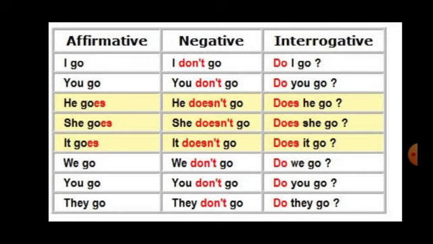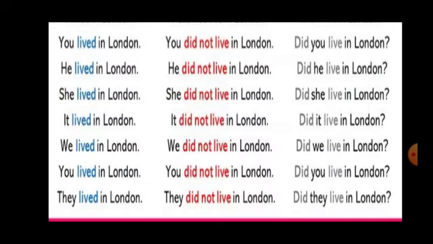She goes. She does not go. Does she go? It goes. It does not go. Does it go? We go. We do not go. Do we go? You go. You do not go. Do you go? They go. They do not go. Do they go? So children, you have marked here that when we are using do, does to form negative and interrogative sentences, we have put the base form of the verb, that is, goes will become go.